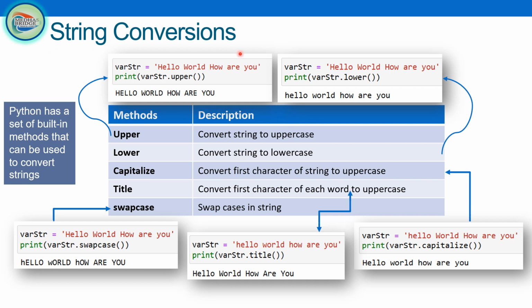String conversions. Python has a set of built-in methods that can be used to convert strings. Here are the methods. To convert string to uppercase character, we have a method called upper. What it does, it converts all characters of a string into uppercase. To convert string to lowercase character, we have a method called lower. It converts all characters of string into lowercase.